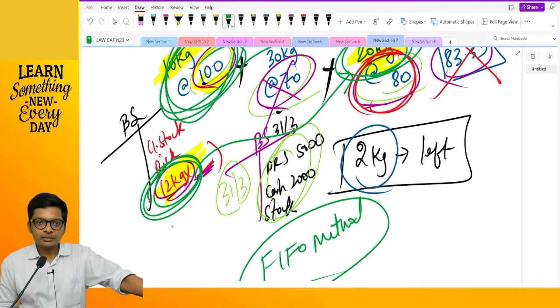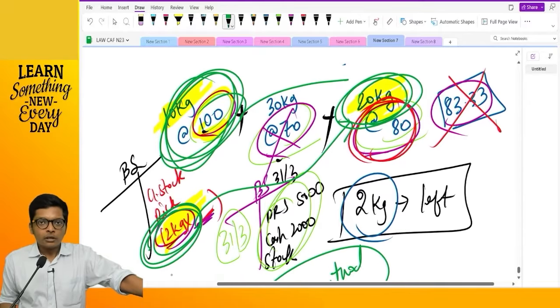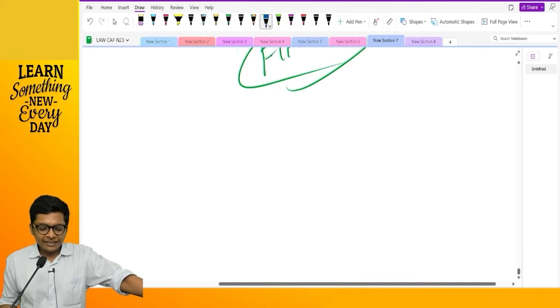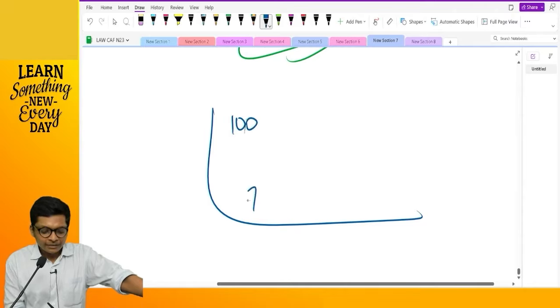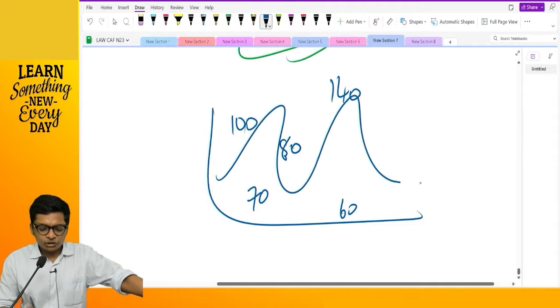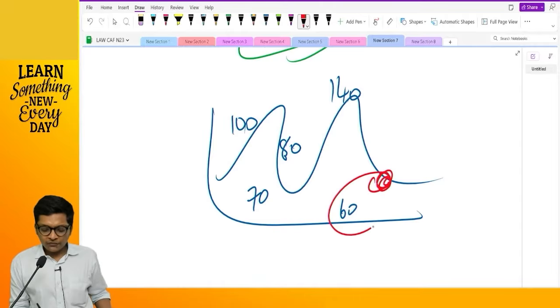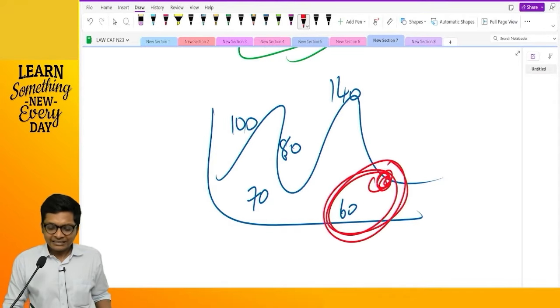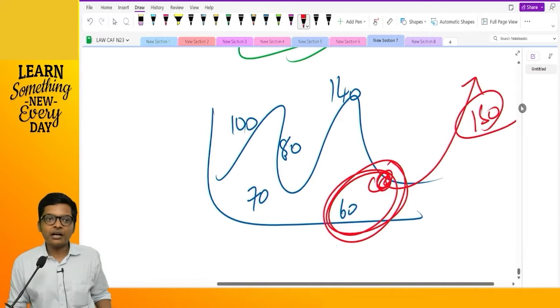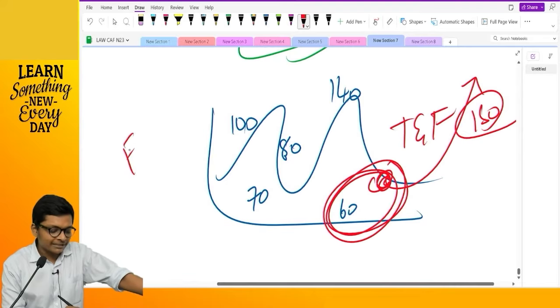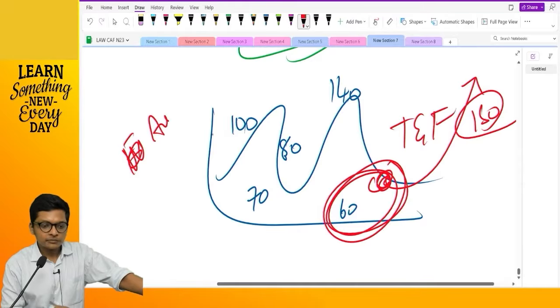Are you following, guys? But this method is good when the price is not fluctuating much. Imagine the price is fluctuating like 100, 70, 80, 140, 60. If the price is fluctuating like this throughout the year, I can't use the latest price. Because if you use the latest price of 60, suddenly next year it can become 150. It will not give a true and fair value. So whenever the price is fluctuating in nature, I will use what, guys? Average. To average out.